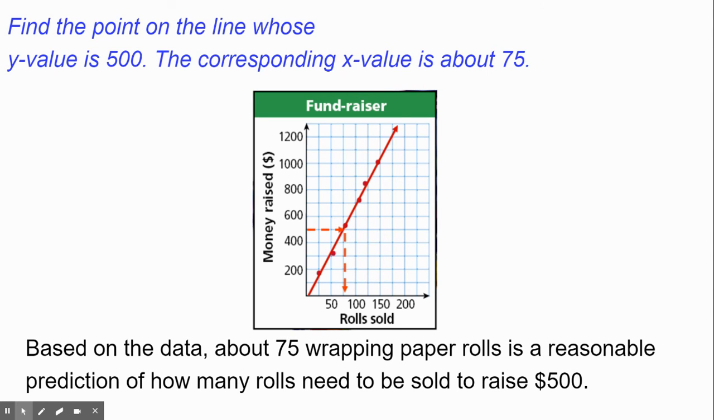Okay, and then there's our complete sentence. So based on the data, about 75, make sure you're saying about 75 wrapping paper rolls is a reasonable prediction of how many rolls need to be sold to raise that $500.